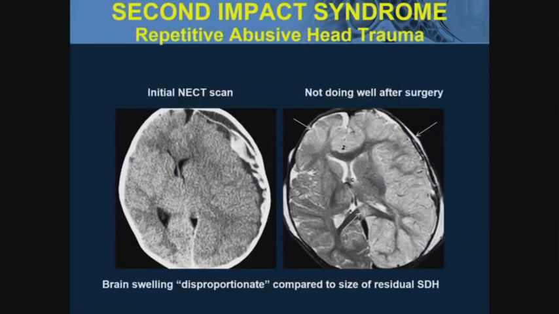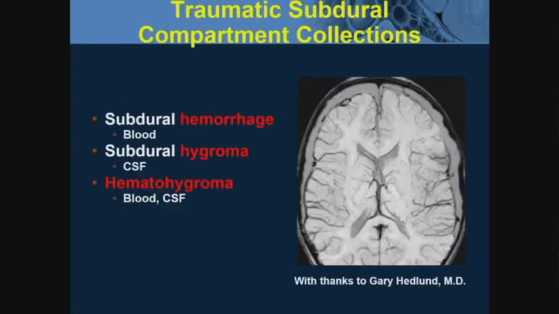Here's another example. This is repetitive abusive head trauma. Initial CT scan, again, mass effect, yeah, it's a pretty decent sized subdural hematoma, but way more mass than you would expect. Look at the thickness of the cortex compared to the other side. He was not doing well after surgery. They'd evacuated the hematoma, and you see this diffuse non-vascular territory swelling of the cortex. And again, disproportionate brain swelling to the size of the hematoma, probably representing excitotoxic brain injury.